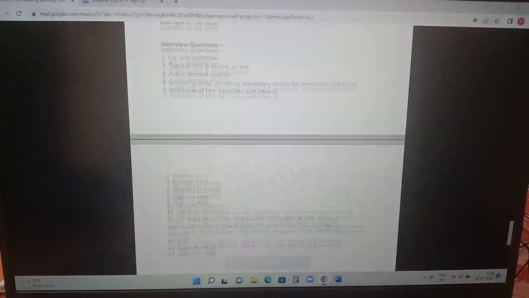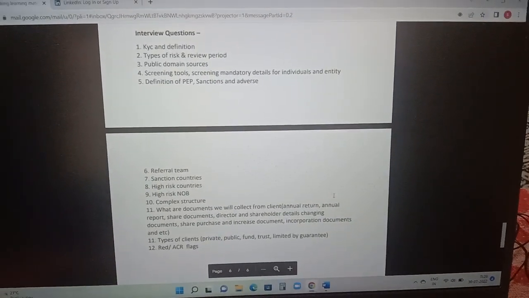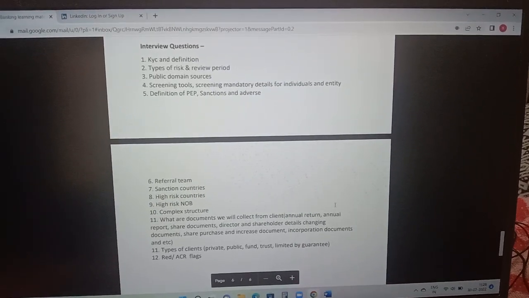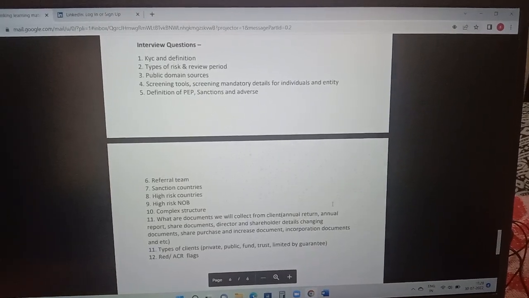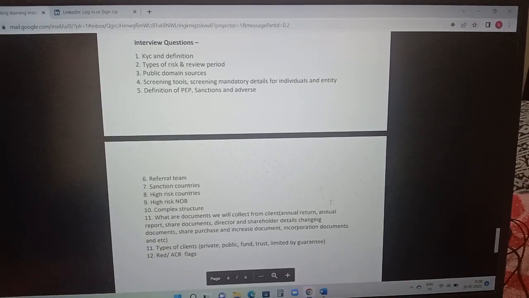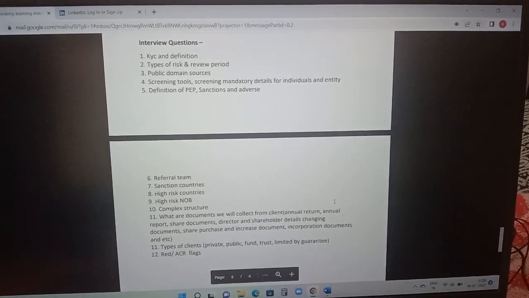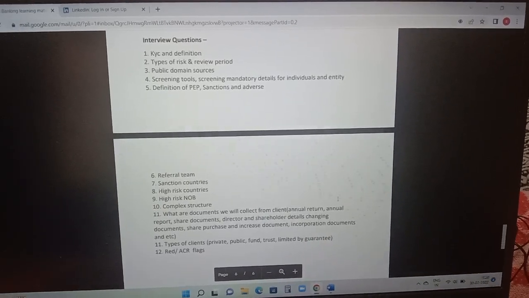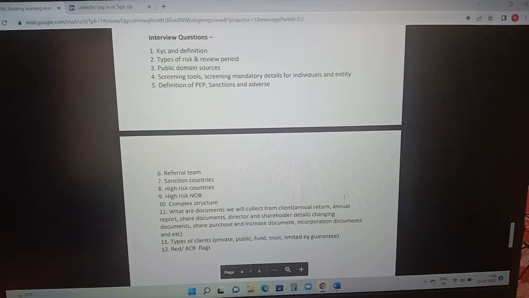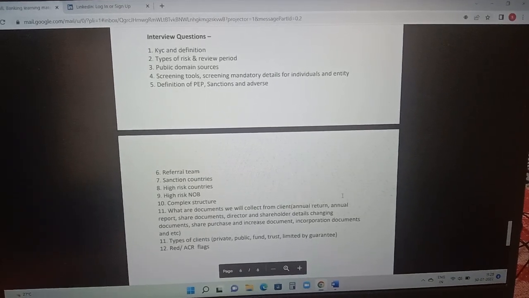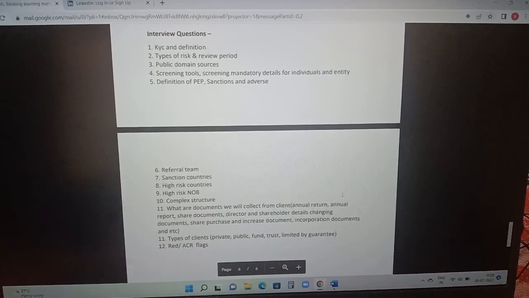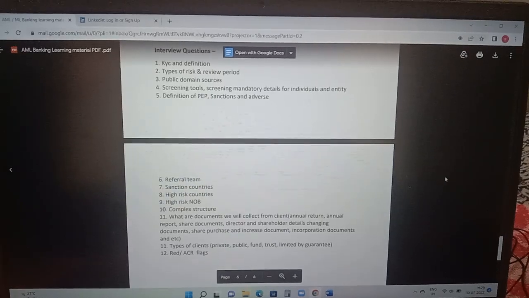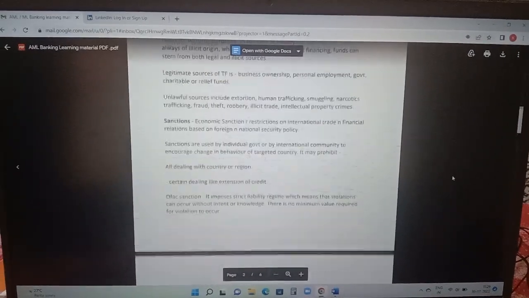And what are the interview questions which usually come in KYC? KYC meaning or definition, types of risk and review period, public domain sources, screening tools, mandatory screening details for individual and entity, definition of PEP, sanctions and sanctioned countries, high risk NOB, complex structure, red flags, and types of clients: private, public, fund, trust, or limited by guarantee. These are the questions you can prepare, and preferably you would be aware of these kinds of questions if you are from a core KYC AML background.